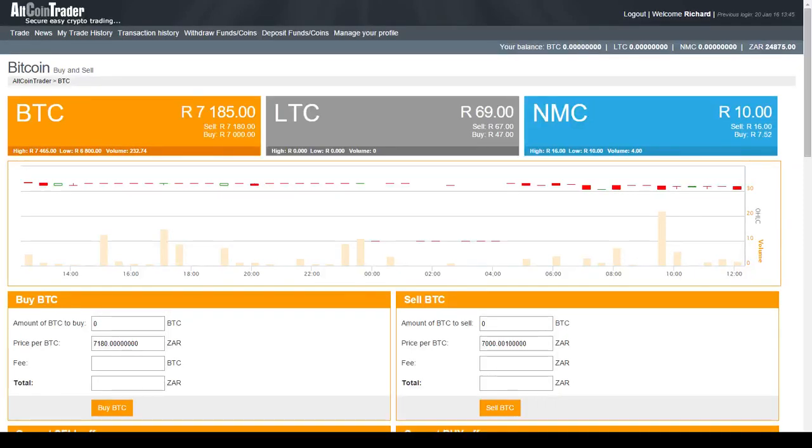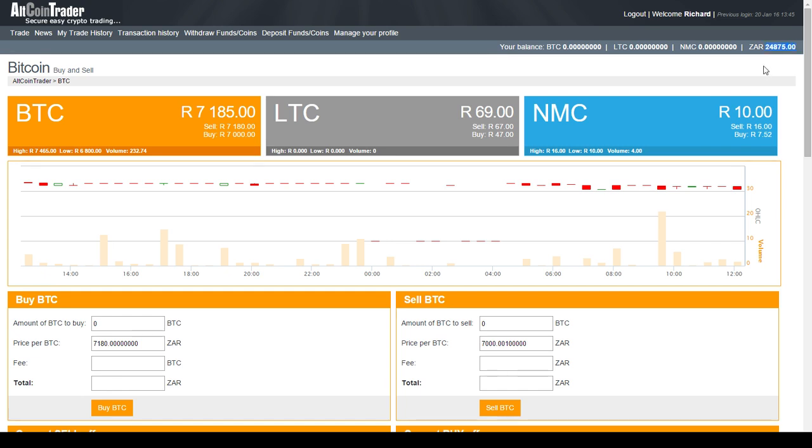Today I'm going to show you how to buy a Bitcoin on the AltcoinTrader platform. Buying a Bitcoin is a very simple process. Let me show you how it's done. For this video, I'm going to assume that you've logged into your AltcoinTrader account and that you've made a deposit so that you can actually buy the Bitcoin.